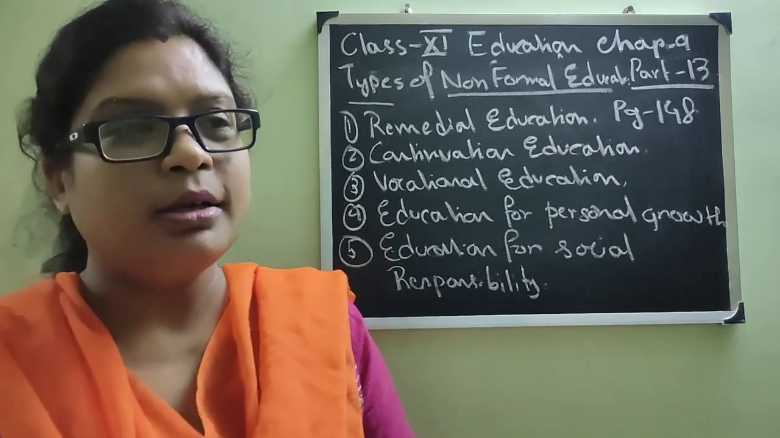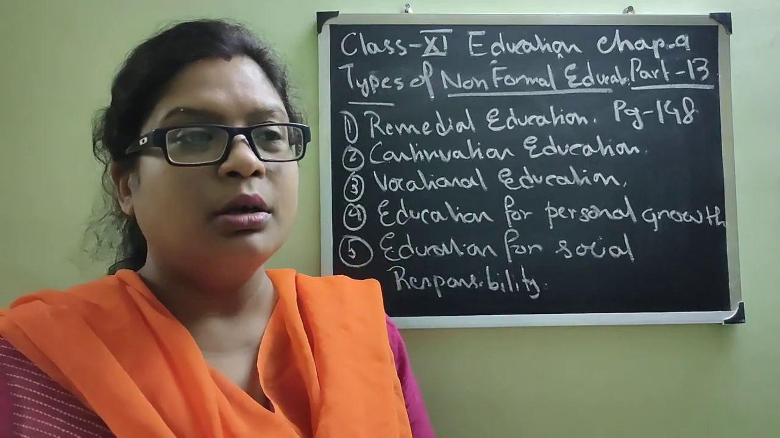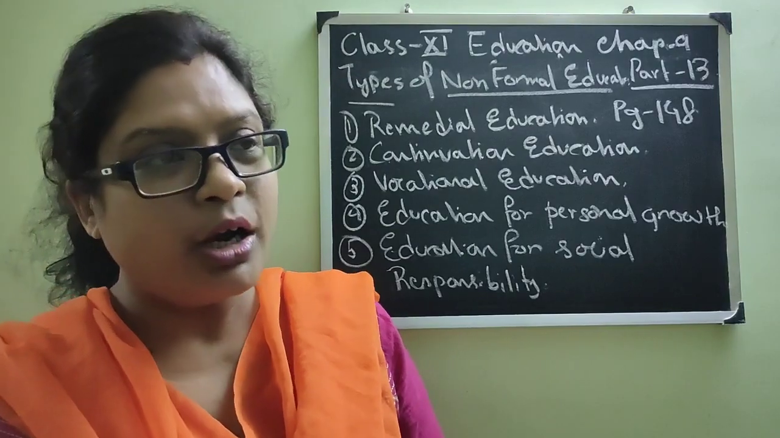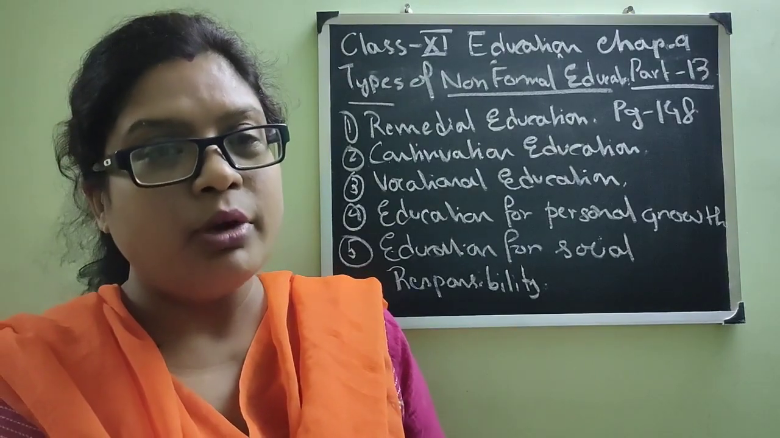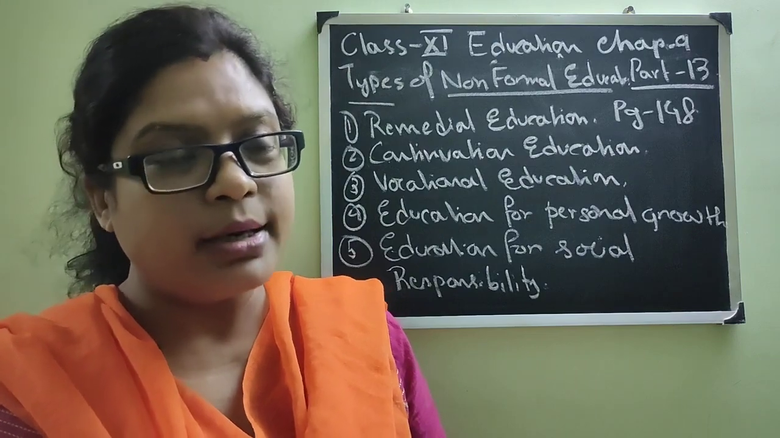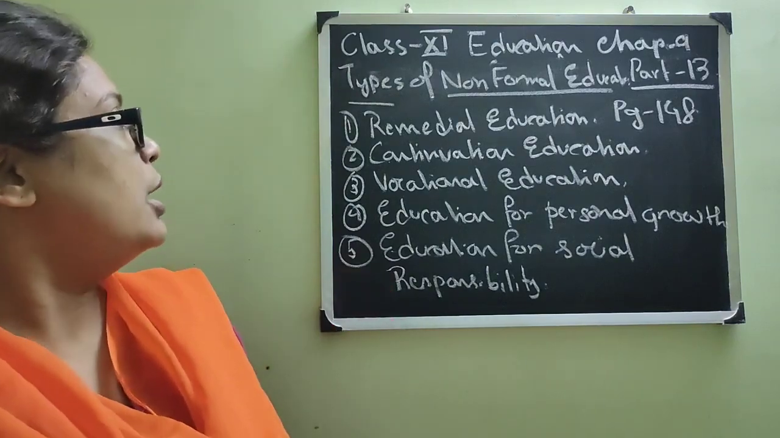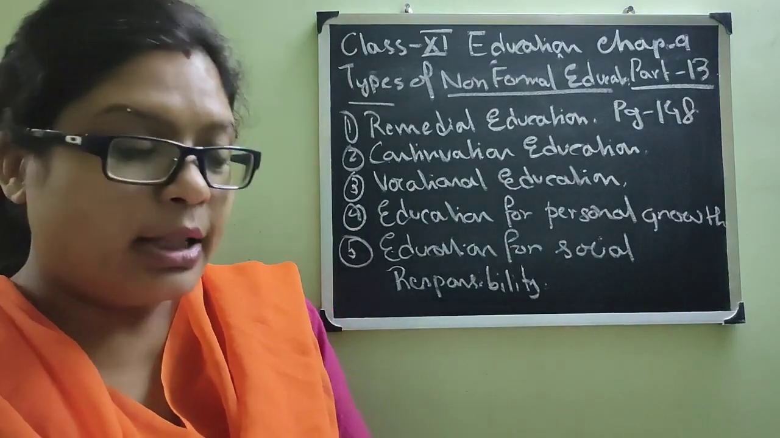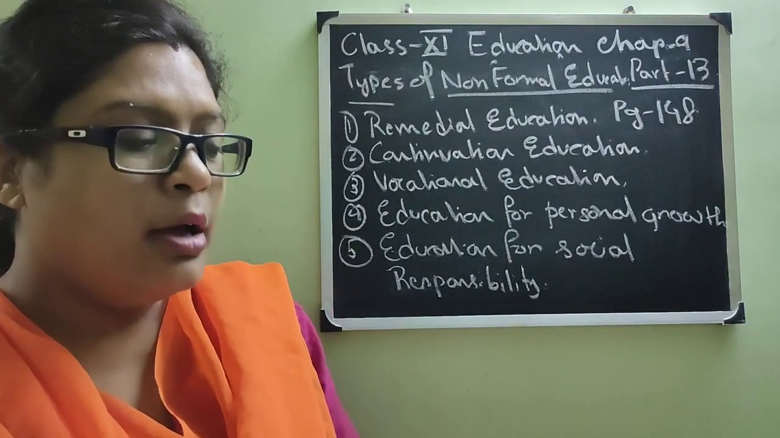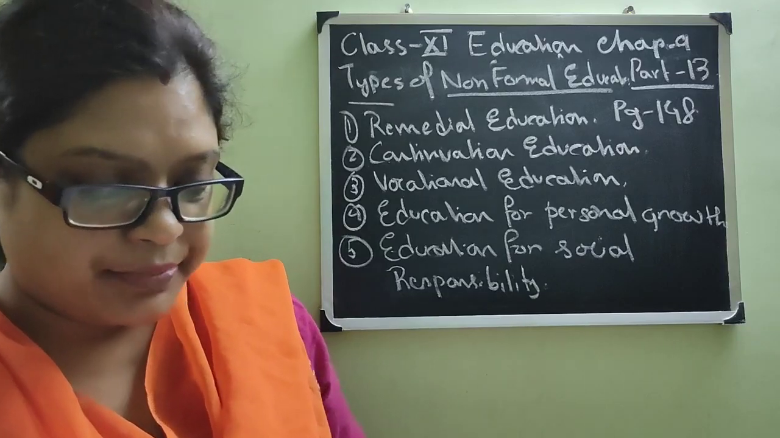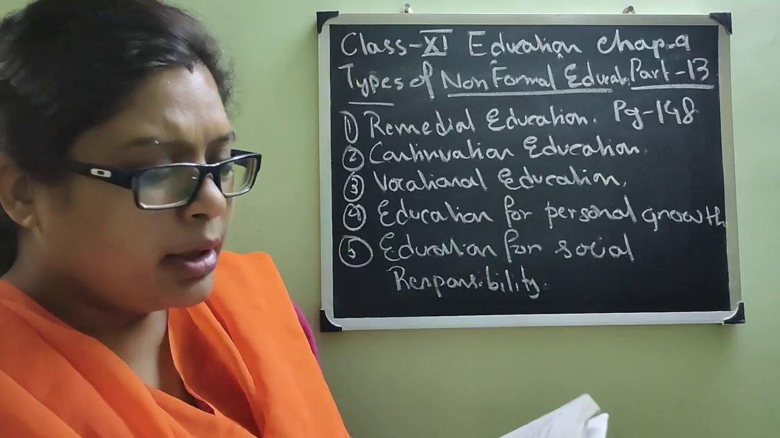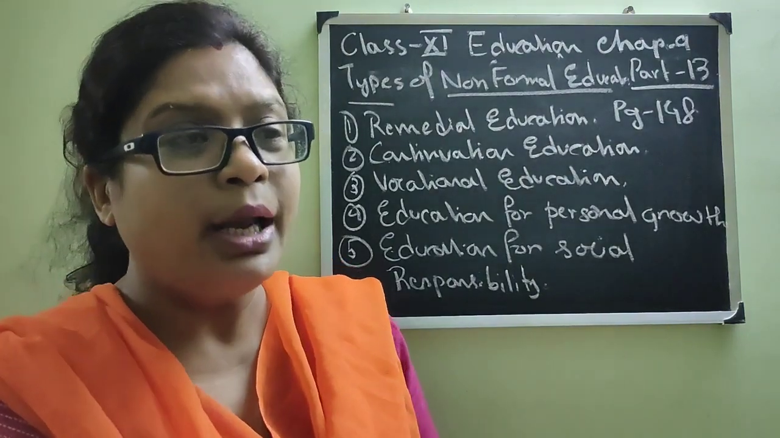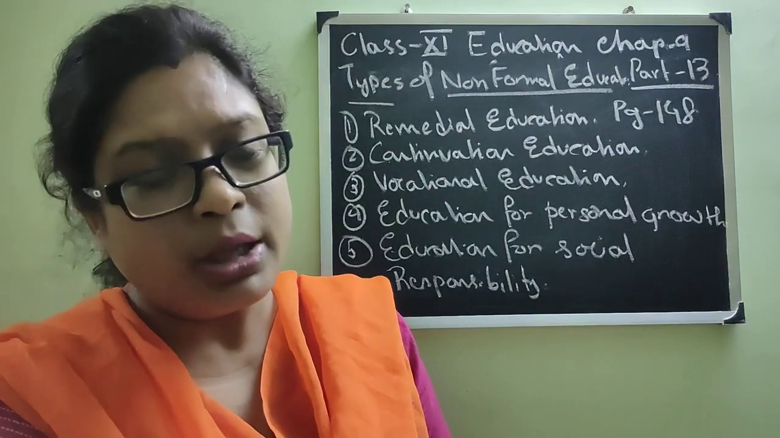We were discussing non-formal education, the three forms of education. We have learned what non-formal education is and what its characteristics are, and today we are going to start with the different types of non-formal education, which we will do directly from the book. Go to page 148.